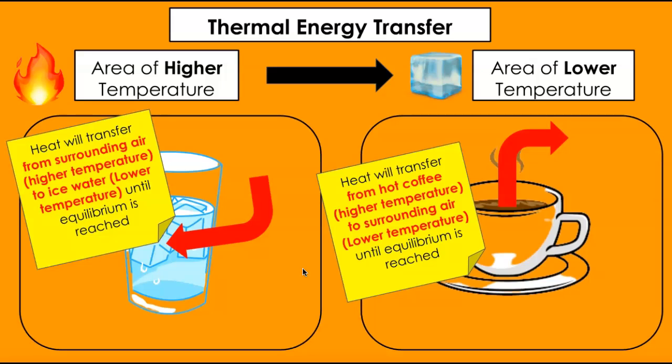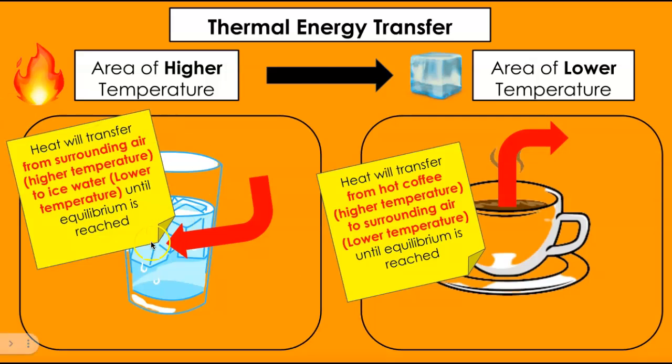Just like in the case of the ice water, this thermal energy transfer will continue until equilibrium is reached. So eventually, if I were to go check on my steaming hot cup of coffee, it would no longer be steaming hot. After enough thermal energy transfer has been allowed to happen, I will find that equilibrium has been reached, and the temperature of the coffee is just as cold as the temperature of the surrounding air.